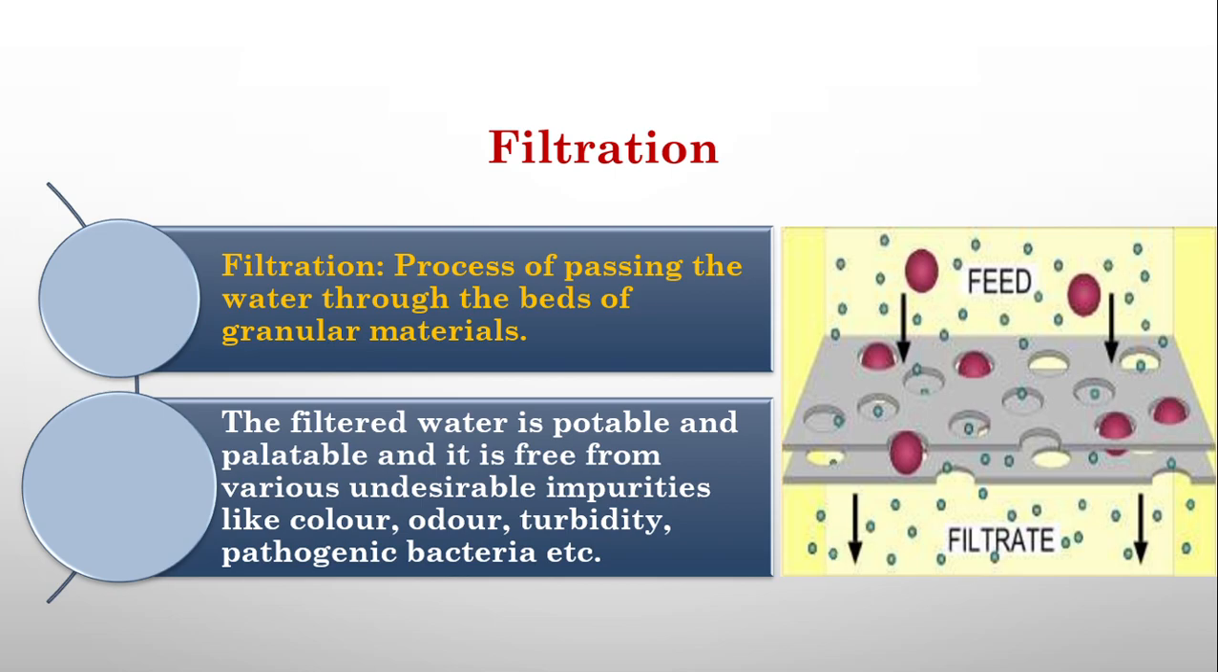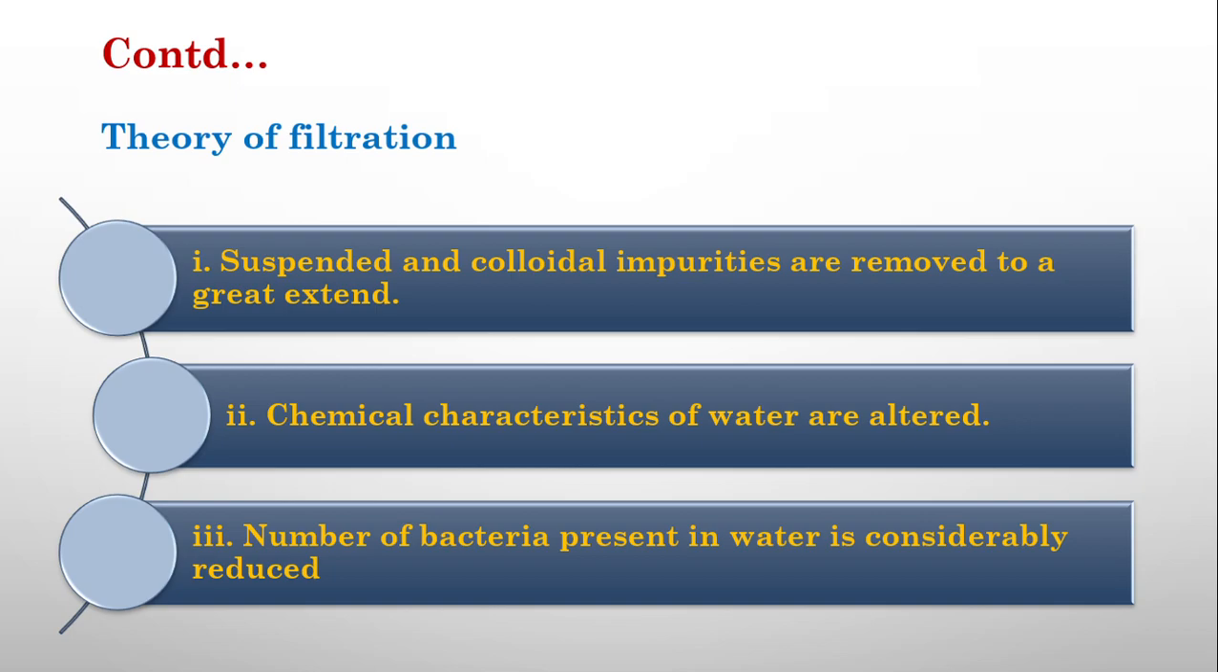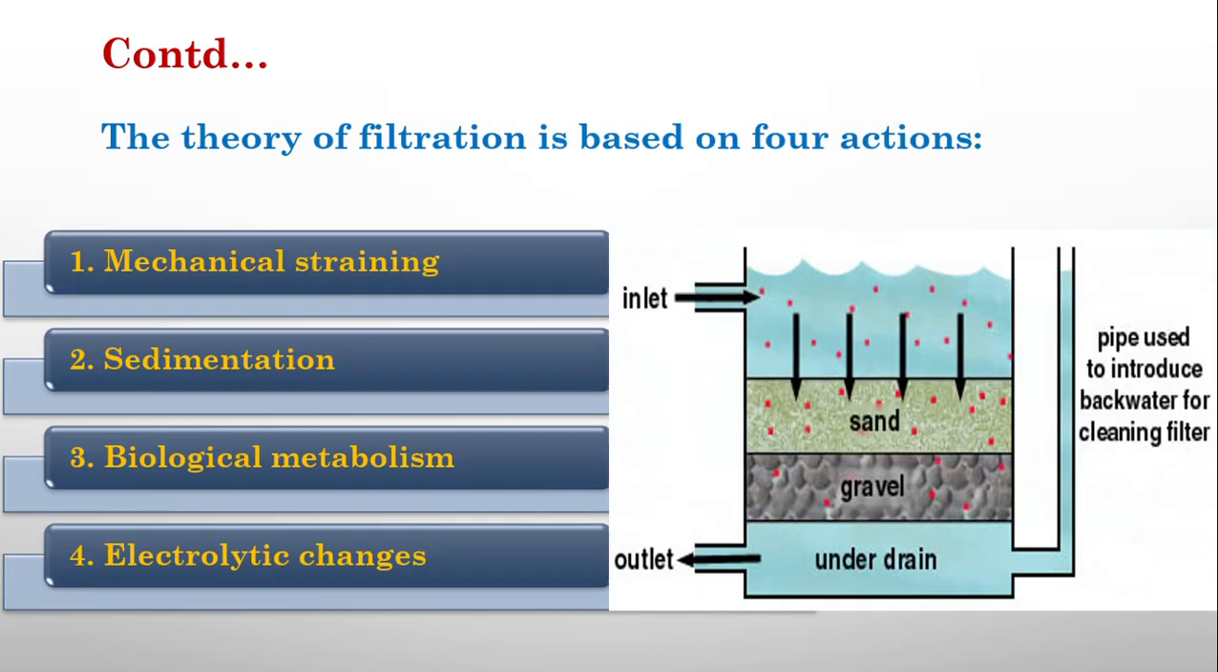pathogenic bacteria, etc. The theory of filtration contains mainly three things. It can remove suspended matter, chemical characteristics of water can be removed, and bacteria can also be removed by filtration. All three can be done by means of filtration. This theory is based on four mechanisms, which occur while filtering. One is mechanical straining, second is sedimentation, third is biological metabolism, and the fourth is electrolytic charges.